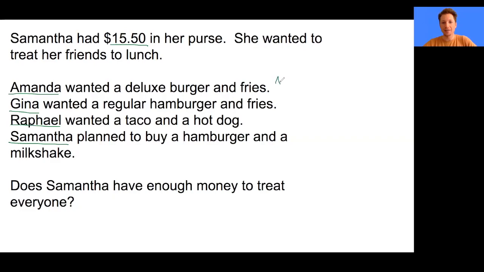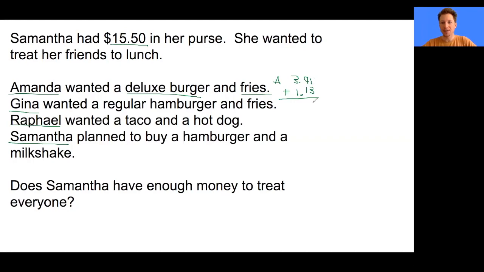I'll draw a little A right here. And it says that what Amanda wants is a deluxe burger, so a big one, and fries. So I know that from the table that we've been looking at before, a deluxe burger costs $3.91. Plus she wants fries. Fries are $1.13. So what you need to do is make sure that you align up the decimal points, the cents, and the dollars so that you can get Amanda's total.